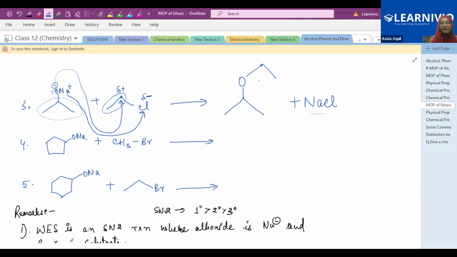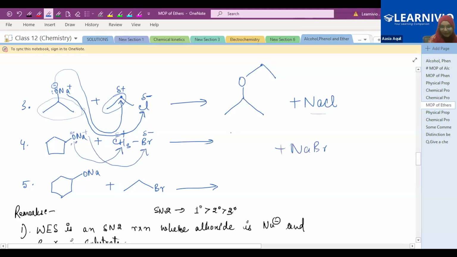Okay, so just try to understand the mechanisms. It will be very simple. Now do the fourth and fifth one. Again, it's very simple. What will bromine have? Negative charge. This CH3 will have the partial positive charge. Sodium will have the positive charge and the oxygen will have the negative charge, which is a lone pair. So it will try to approach this CH3, and sodium will form a bond with Br. So here NaBr will be formed.